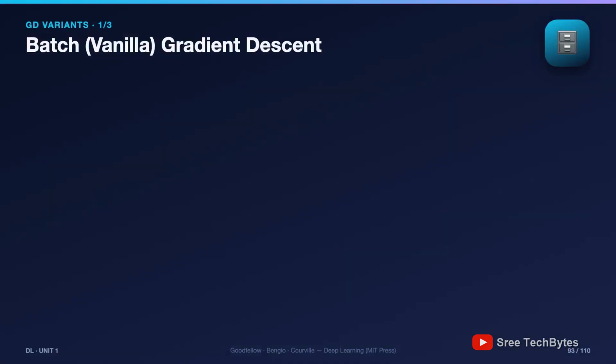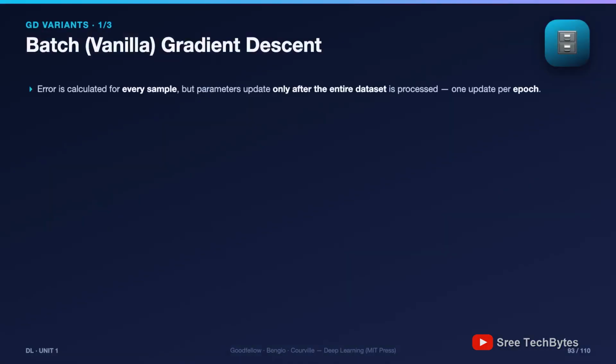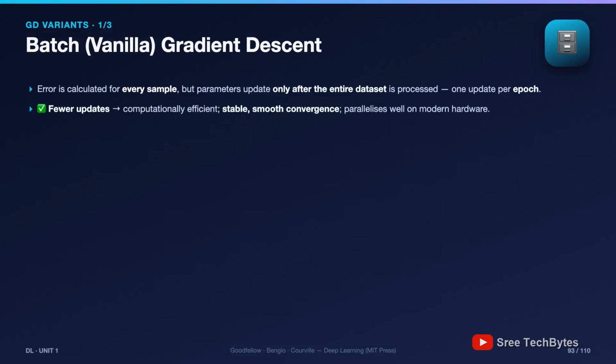Variant 1: batch gradient descent, also called vanilla gradient descent, the original recipe. The mechanics: compute the error for every sample in the dataset, but update the parameters only once after the entire dataset is processed. One epoch, one update. The advantages: with the whole dataset consulted, the gradient is exact, updates are stable and smooth, convergence is calm and predictable. It also parallelizes nicely on modern hardware.